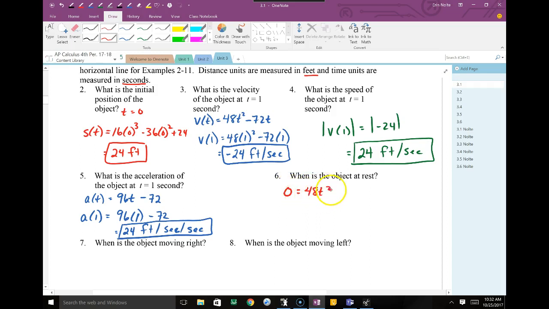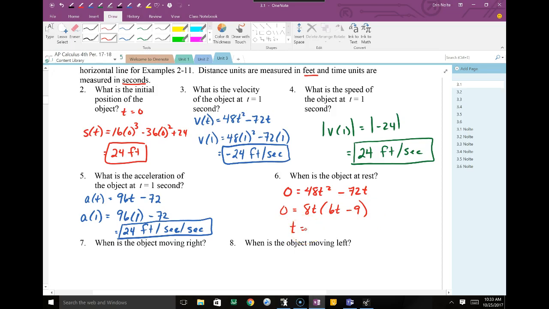We need to find our t. So I'm going back to my velocity equation and setting it equal to 0. This is going to require greatest common factor. What would my greatest common factor be? 8t, it is 8t. So what would be left over? 6t minus 9. Was that hard?